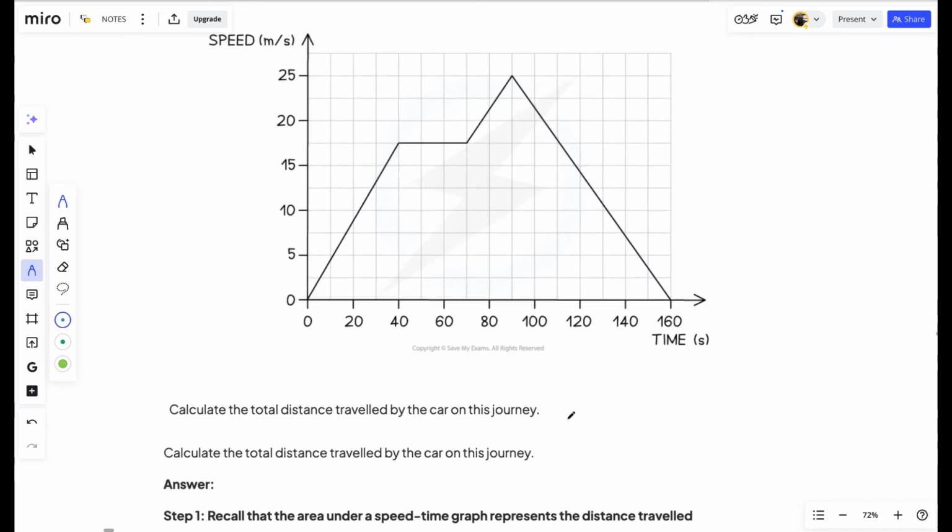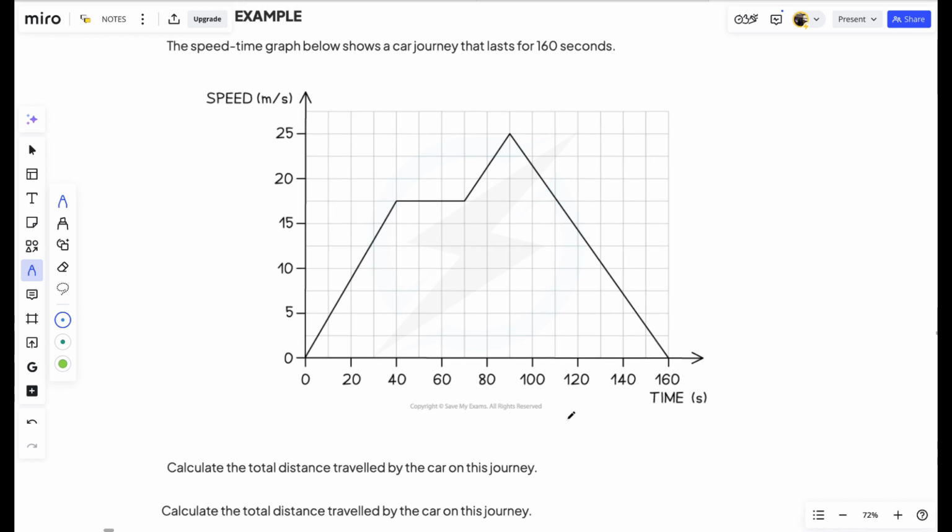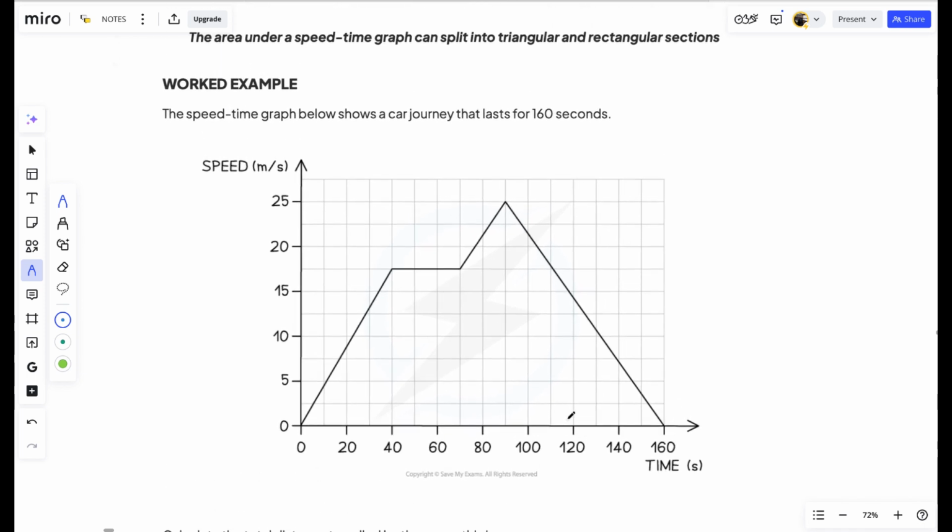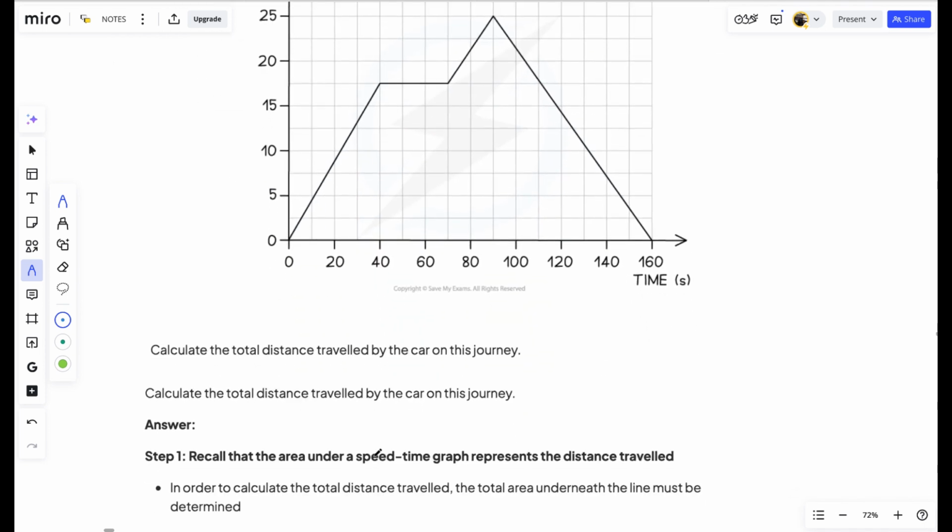So there are different scenarios and different conditions. Let's take a look at this question. The speed-time graph below shows a car's journey that lasts for 160 seconds. Look at it, the speed is in meters per second and the time is in seconds. Now let's see what questions they're going to ask us. Calculate the total distance traveled by the car on this journey. They just want the total distance.